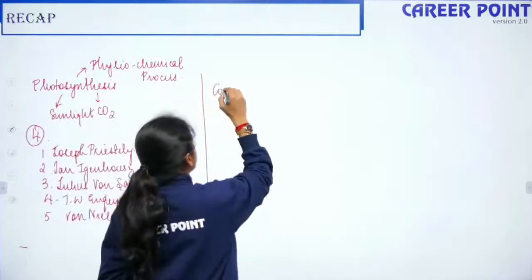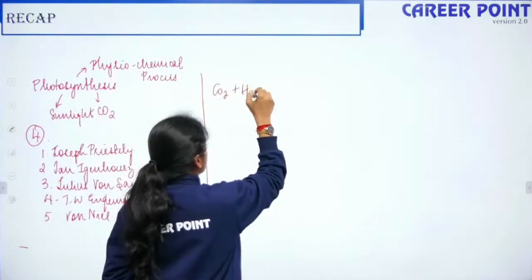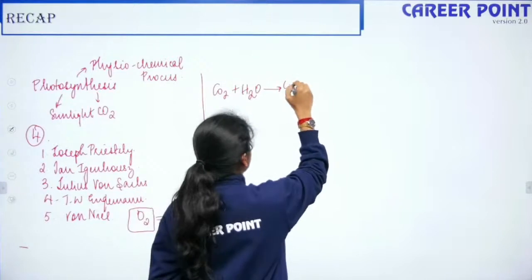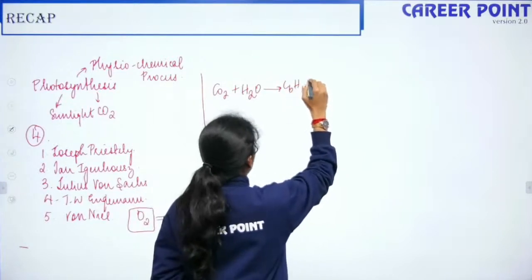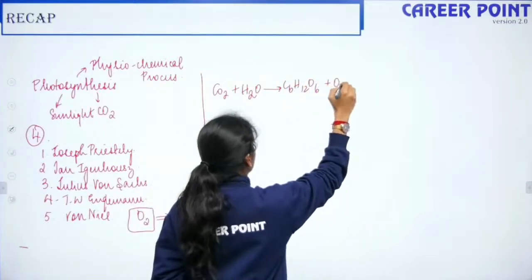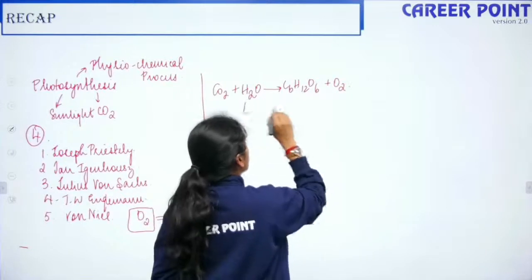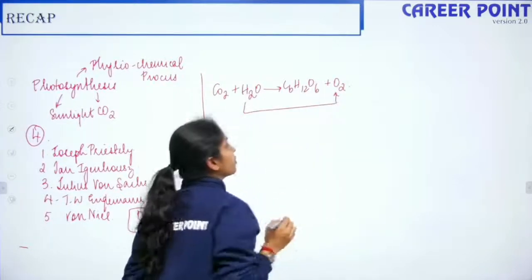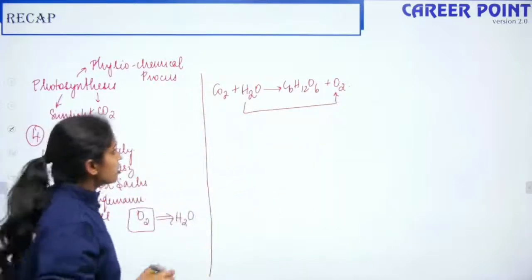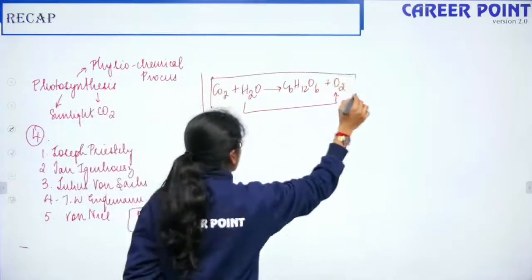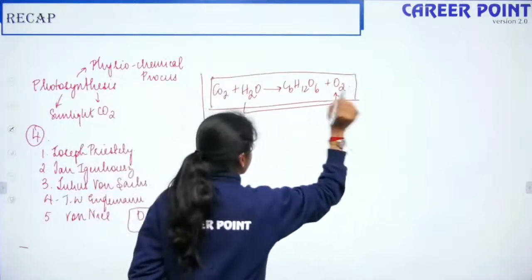So to be precise, it is carbon dioxide plus water gives you C6H12O6 plus water molecules, right? So the water molecule is responsible for the production of oxygen here. So this is the complete equation of photosynthesis.